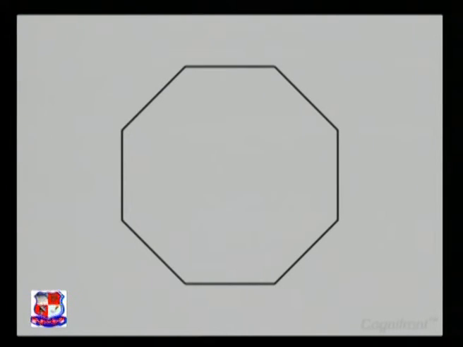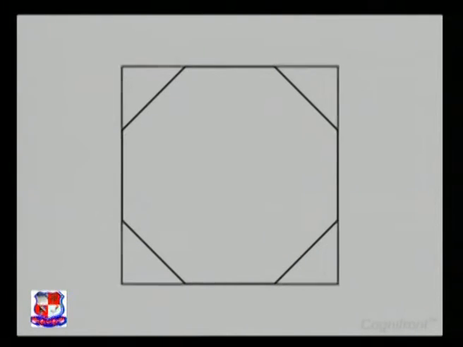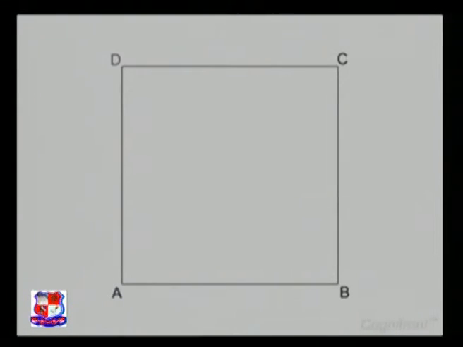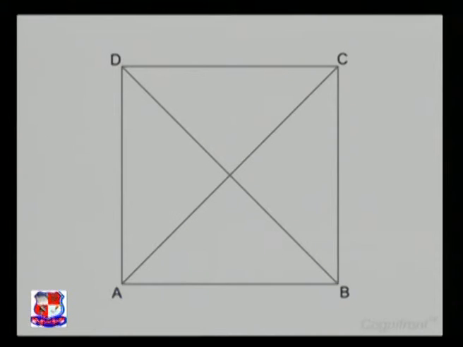Fine, let's study a simple method for constructing a regular octagon. The method involves inscribing a regular octagon in a given square. Consider the given square ABCD with side length equal to 50 mm. Now we'll draw the diagonals AC and BD intersecting each other at O.